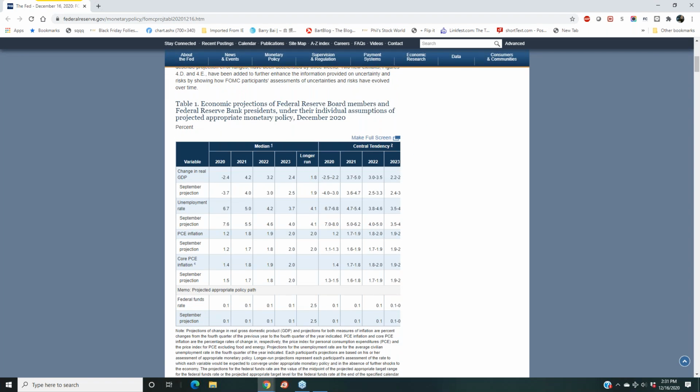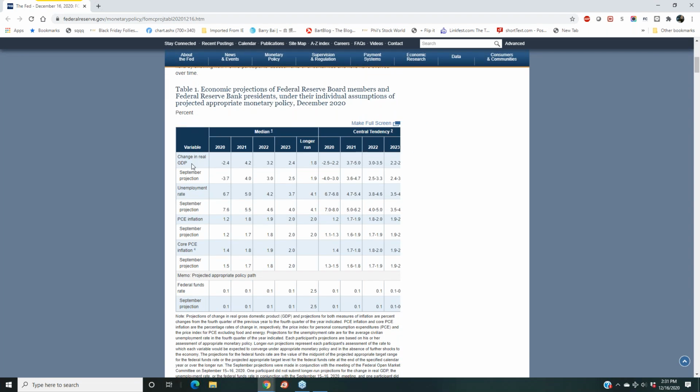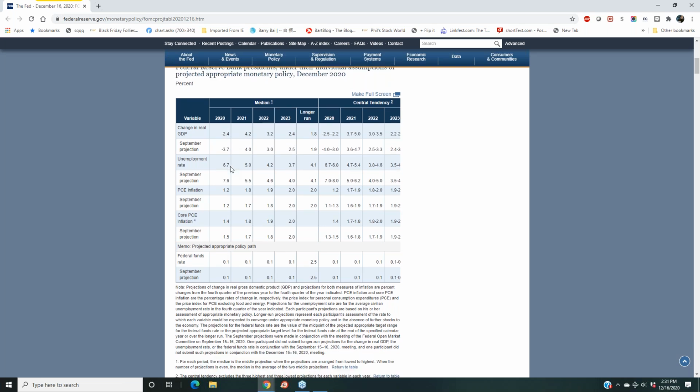These are their materials. So GDP change: minus 2.4%, up 4.2 next year, but that's up 4.2 from minus 2. So you have to net it out, and you're only netting a weak 1.8 basically. That's a pretty weak look. Longer run 1.8. This is not good. Unemployment 6.75 next year. I knew that didn't make any sense, what they were saying.